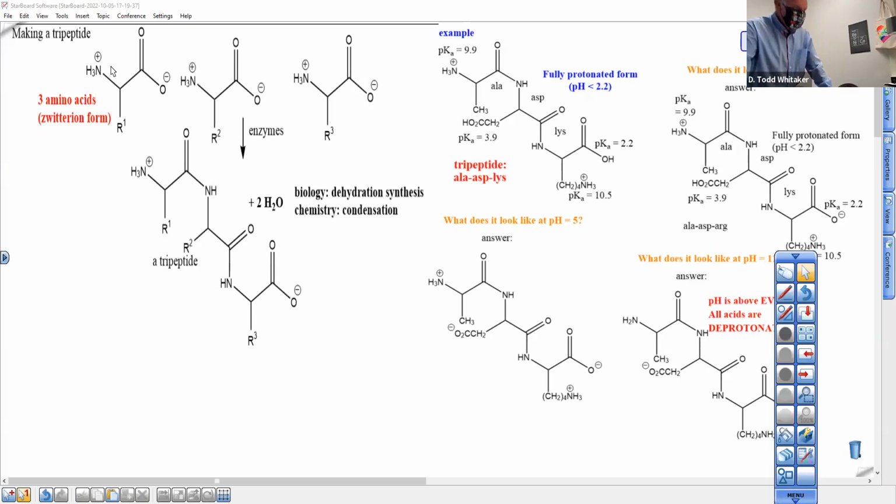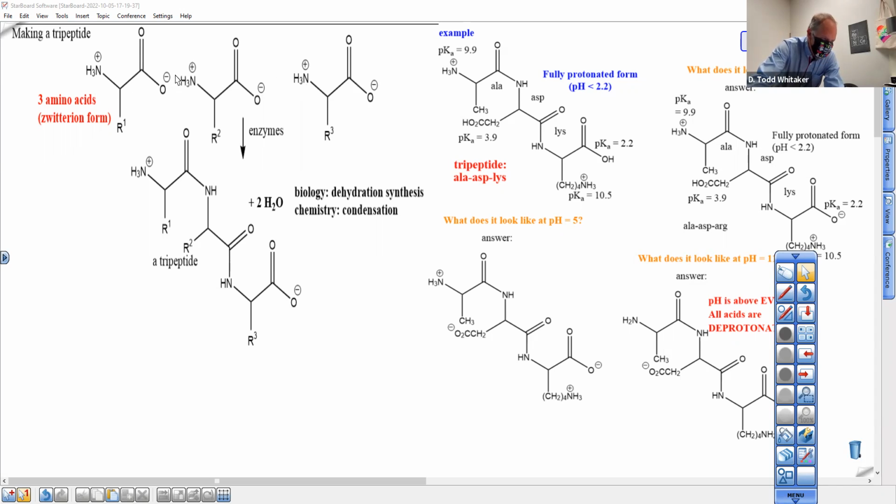We're going to look at how a tripeptide is made quickly. Not really part of this course. You really focus on it in 242. A tripeptide would be a 3 amino acid protein, and it comes from the amino acids.